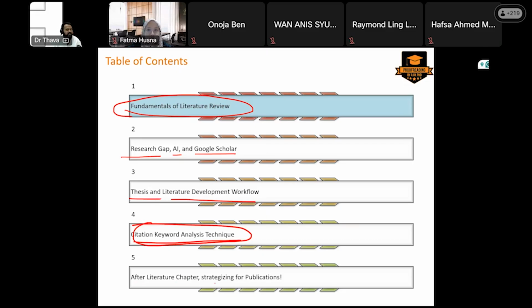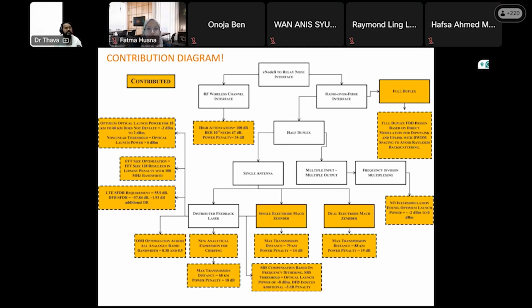And after the literature chapter, strategizing for publications. How do you prepare for publication? This is a very, very, very important diagram. This is literally cut and pasted from my own thesis. My own thesis is about 10 years old. No, I think more than that. Now it's 12, 13 years old. Okay, 13 years old, so forgive me for the ugly looking diagram.